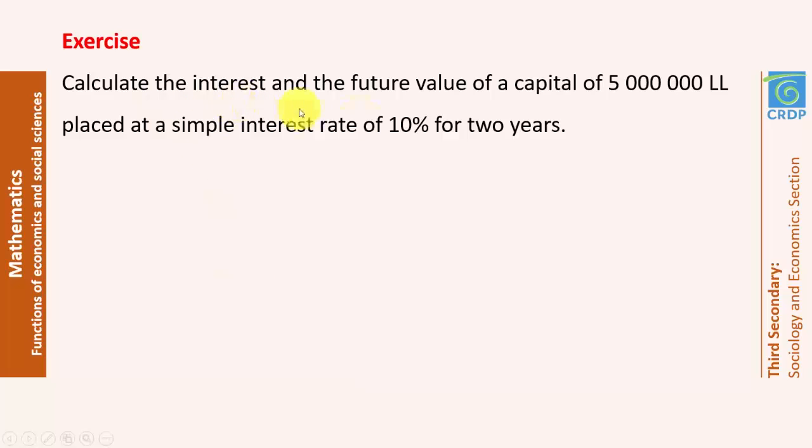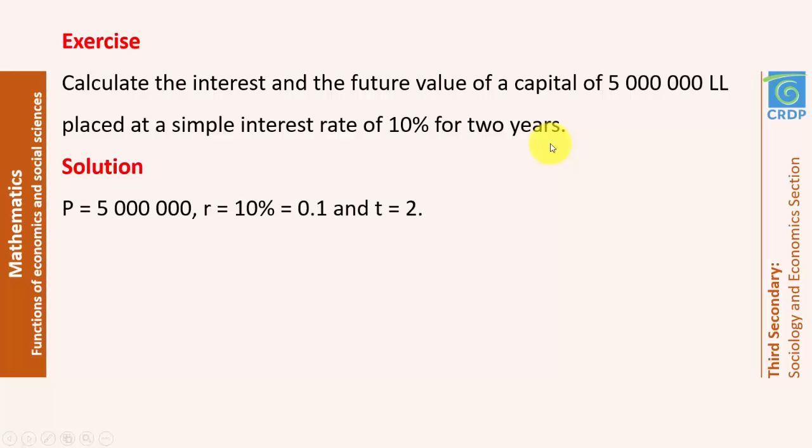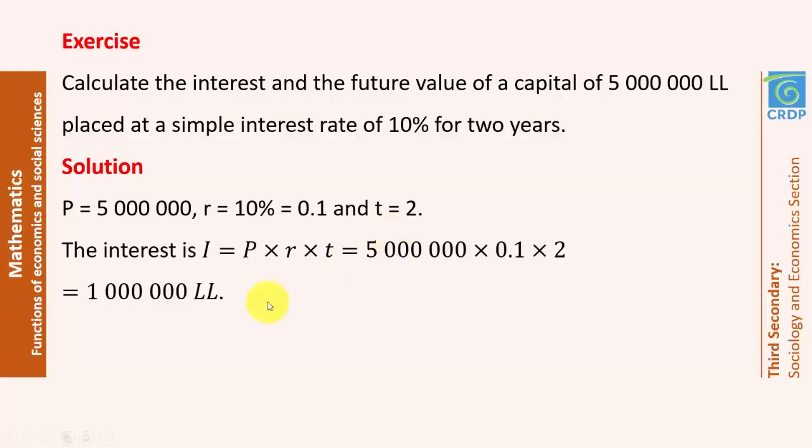Calculate the interest and the future value of a capital of 5 million Lebanese liras placed at a simple interest rate of 10% for 2 years. First, we need to identify the given. P, which is 5 million, is the capital. R is 10%, which is 0.1, and T is 2, which is the time in years. So the interest is I equals P times R times T, which is 5 million, this is P, times 0.1, which is R, and times 2, which is the time in years. This is equal to 1 million Lebanese liras.